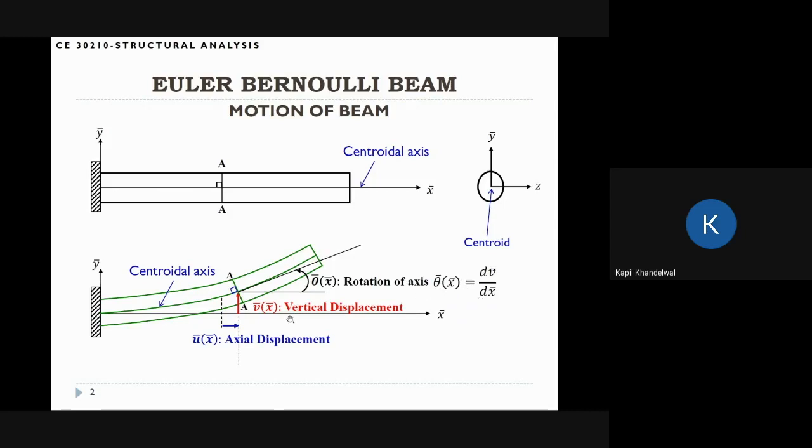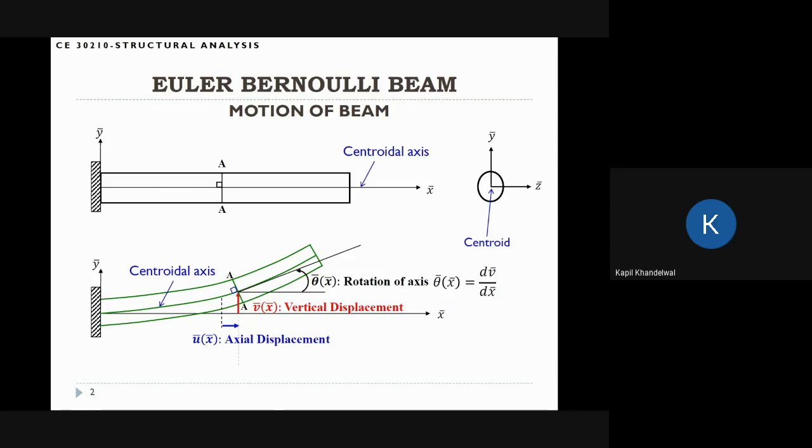But it turns out that rotation is not an independent quantity. It depends on the deflection, the vertical displacement, of the beam. In this case, the rotation is just the derivative of the displacement. So this is just the derivative of v with respect to x. You have also learned these things in your previous classes, but this is just a quick recap of the motion of the beam. One thing I want to point out is that this is the Euler-Bernoulli beam.